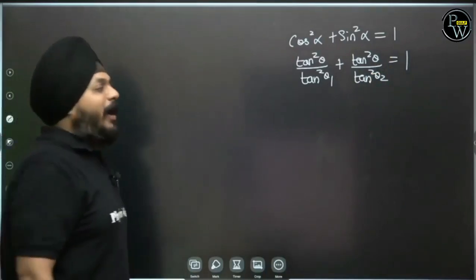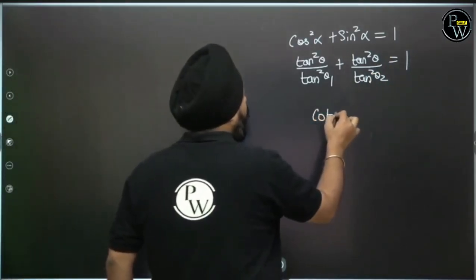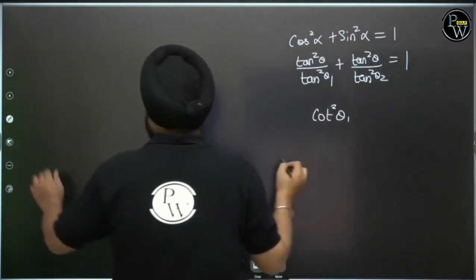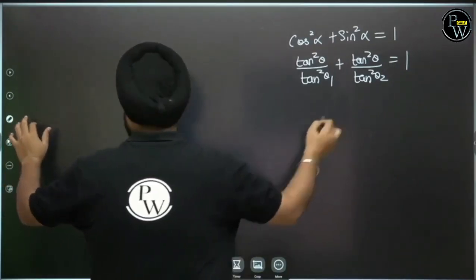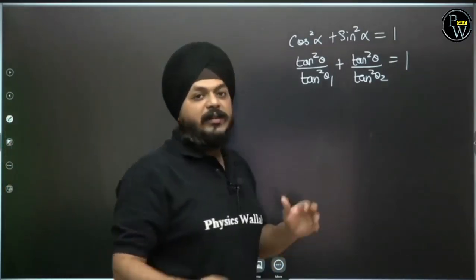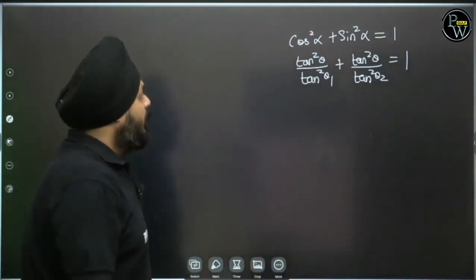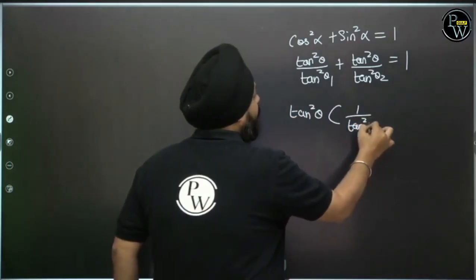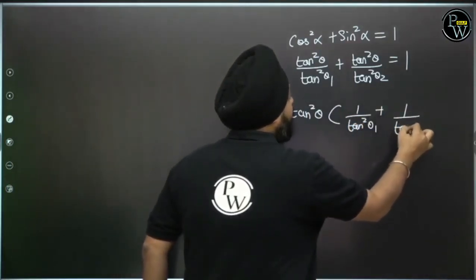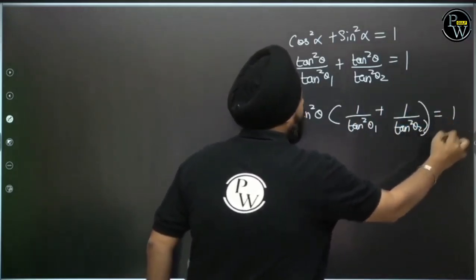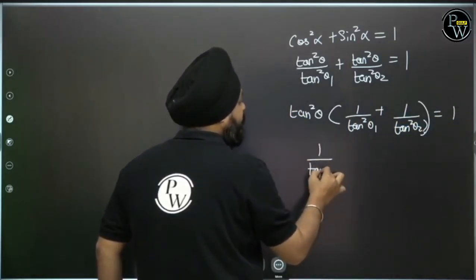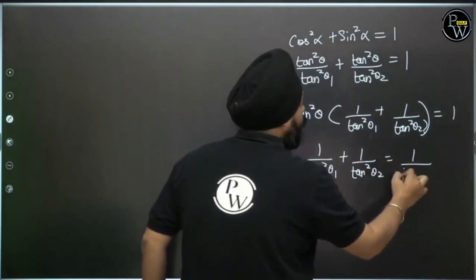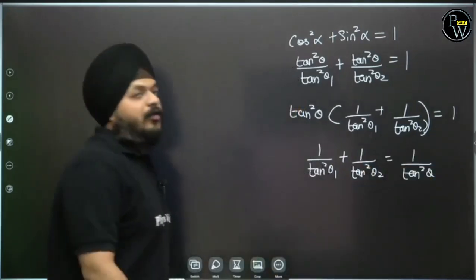Right. So finally resolving this, you are going to get cot square theta. Okay, if you want to know how it went on, 1 by tan is equal to cot, tan is inverse of cot. So can I say, make it tan square theta, that is 1 by tan square theta 1 plus 1 by tan square theta 2, that is 1. So it is 1 by tan square theta 1 plus 1 by tan square theta 2 is equal to 1 by tan square theta. 1 by tan is cot.